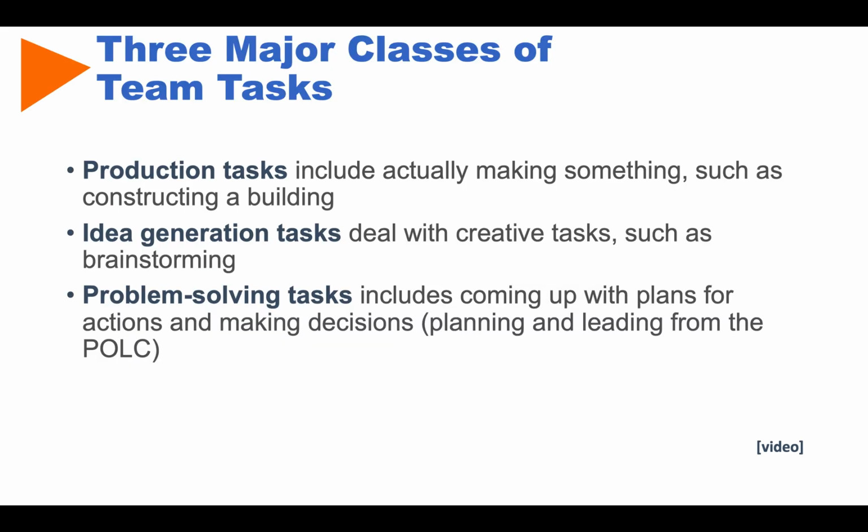So, we're going to talk about the three major classes of team tasks: production, idea generation, or problem solving. When teams come together, they come together for different reasons, right? And some of those reasons are listed on this slide here. Production tasks include actually making something. We're building something, we're producing something. Maybe it's a marketing plan, maybe we're building a building, maybe we're creating a product.